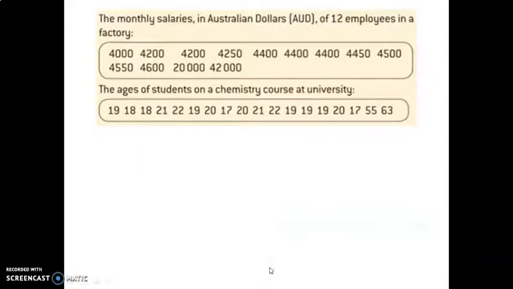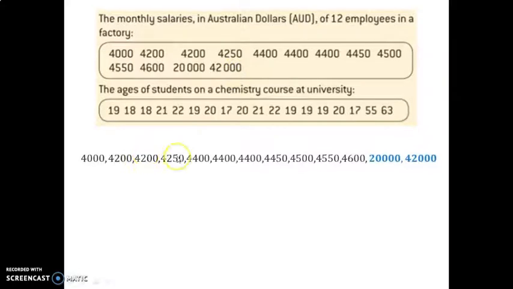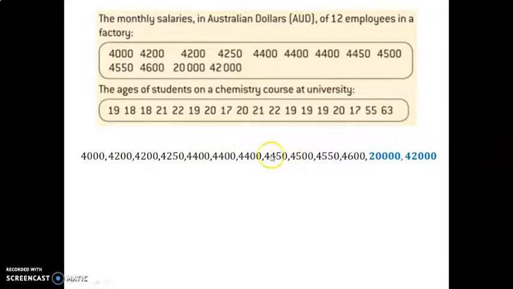All right, good. Let's take a look at this. Same kind of thing we're going to look at here. We have monthly salaries in Australian dollars of 12 employees in a factory. I'm going to arrange those in order. Here are the salaries. When we arrange them in order, we can clearly see these two outliers here. So the mode is 4,400, we can see it here. The mean is 8,458 if we average all those.